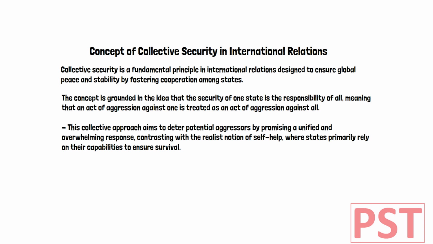So the concept of collective security is a very important principle in international relations, as we talked about, that ensures global peace and stability. This concept is grounded in the idea that the security of one state is not just the responsibility of that one state but the responsibility of all, when you are part and parcel of collective security. So an act of aggression against one state would be treated by everybody as an aggression against all, and therefore everybody will come to the rescue of that state, will come to help that state in order to secure the security of that state.